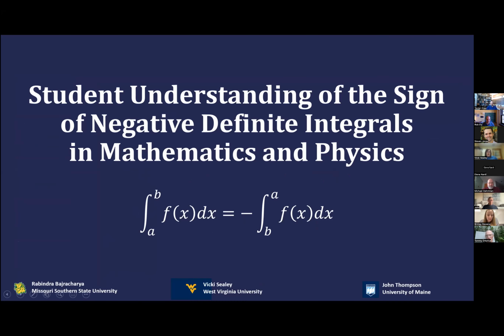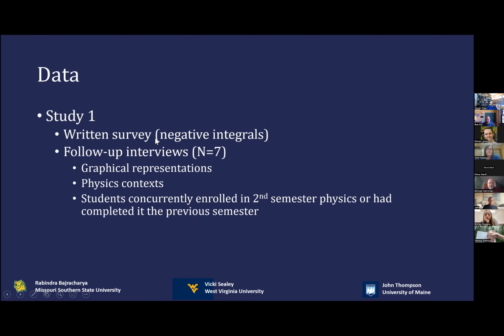All right, so we are going to be talking about student understanding of negative definite integrals in math and physics. And we're going to spend a lot of time talking about what we're going to call backward integrals, where the integral is taken from 7 to 2 instead of from 2 to 7. So we had 2 studies that we did for this paper. The first one started with a written survey on lots of different negative integrals, not just backward integrals, and follow-up interviews with some of those students.